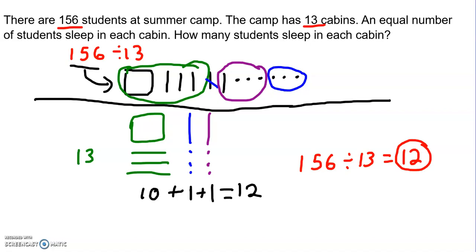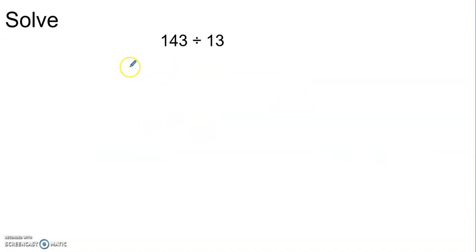Now that we have this down, let's do one more problem. Here we have 143 divided by 13. So what I'm going to do is draw out my dividend. So I have 1 base 10 flat, right? Which is 10 by 10, 4 longs, 1, 2, 3, 4, and then I have 3 singles because I have 3 ones, right? And again, I want them in 13.